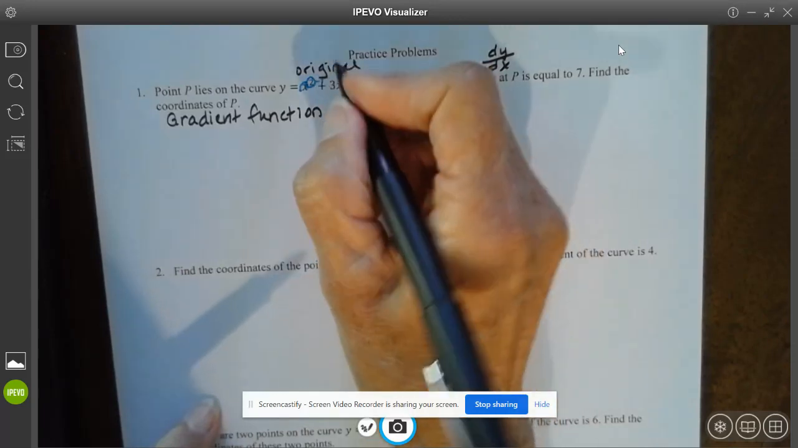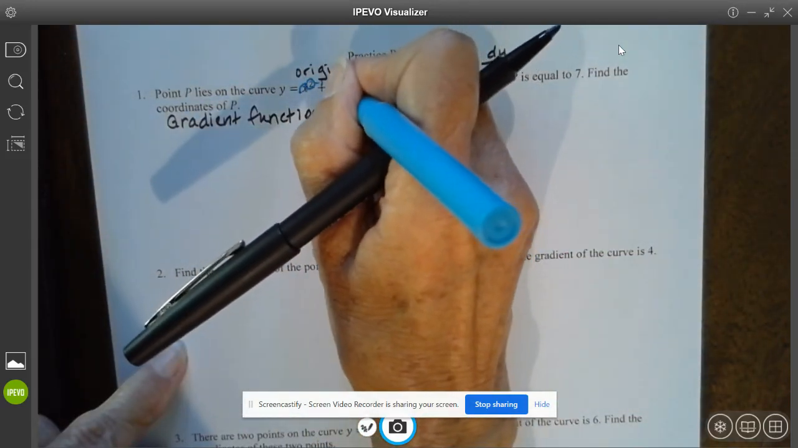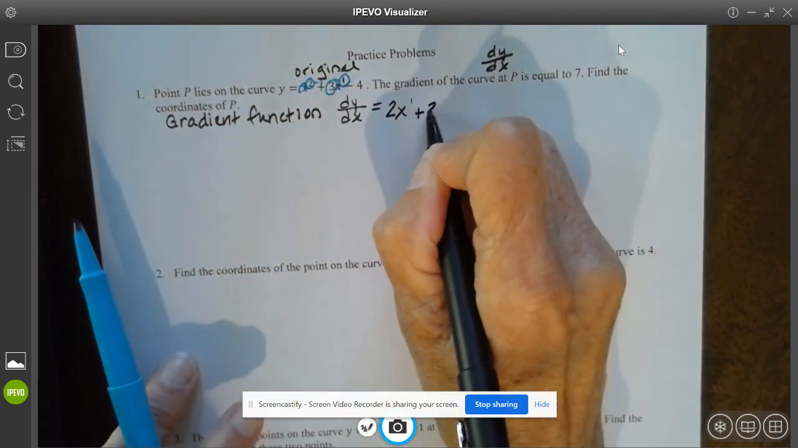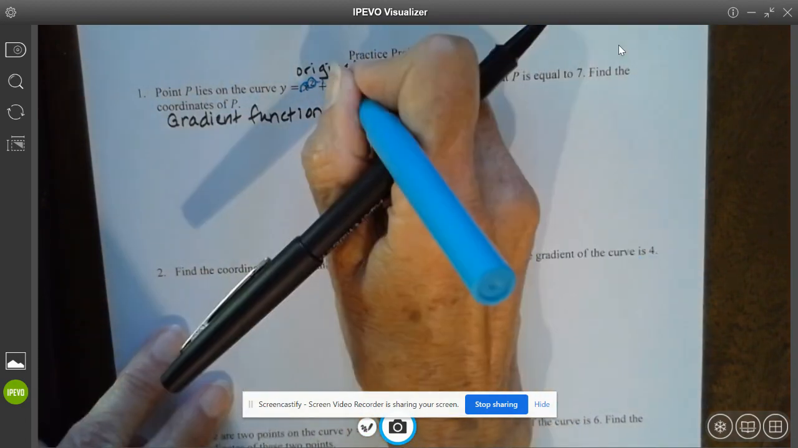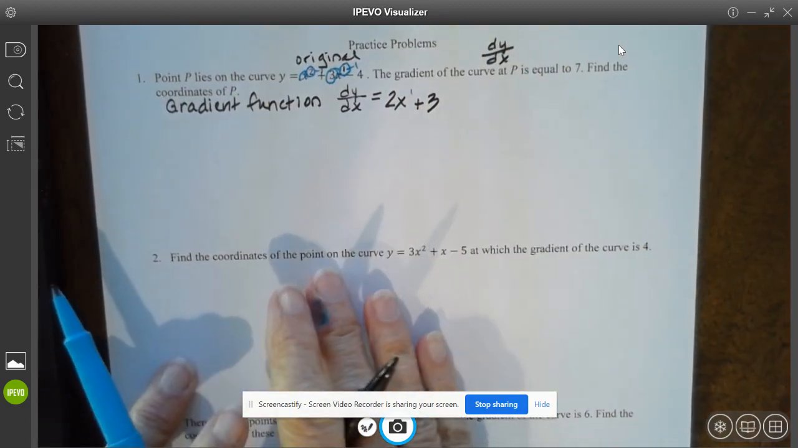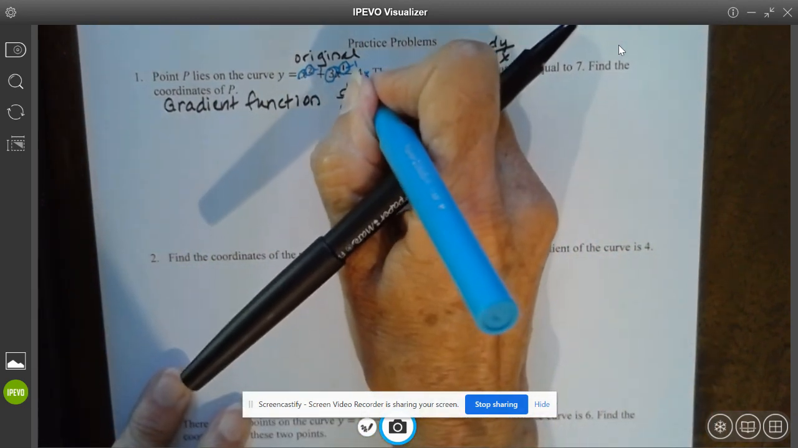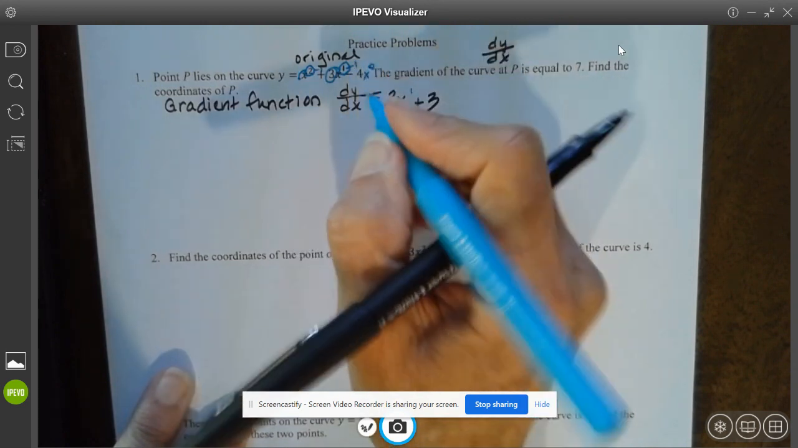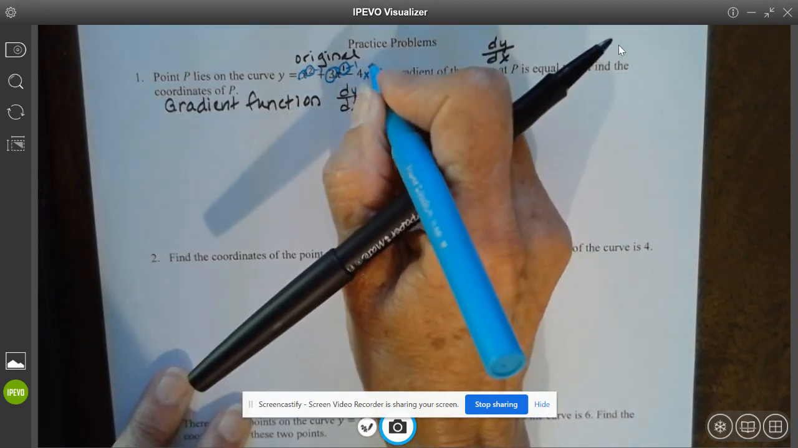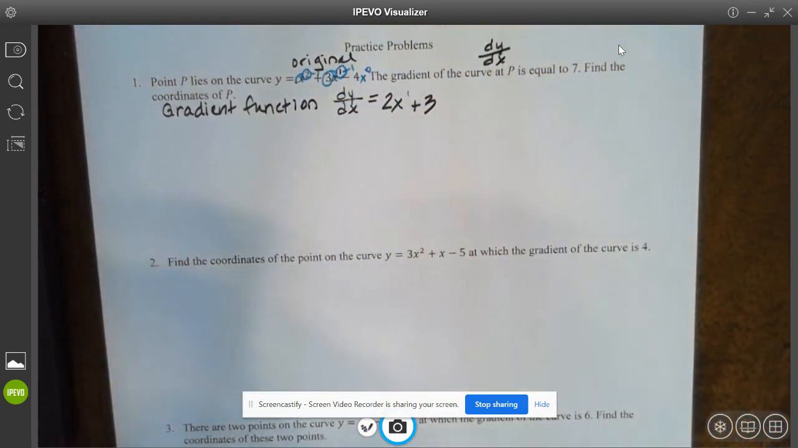And then 3x is 3 times x to the power of 1. So 1 times 3 is 3. It's 3 because I have to subtract 1 from that 1, and so that becomes x to the 0. Remember, this x doesn't ever show up because x to the power of 0 is always 1. In this case, 0 times negative 4 is 0, and that's why it's not showing up.